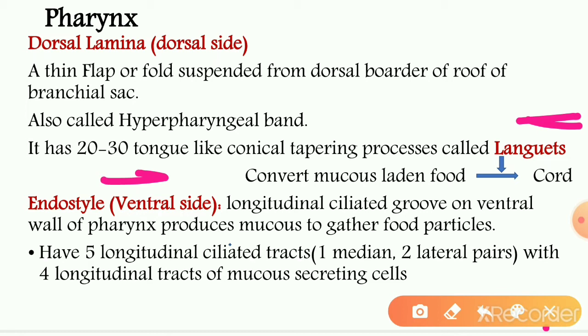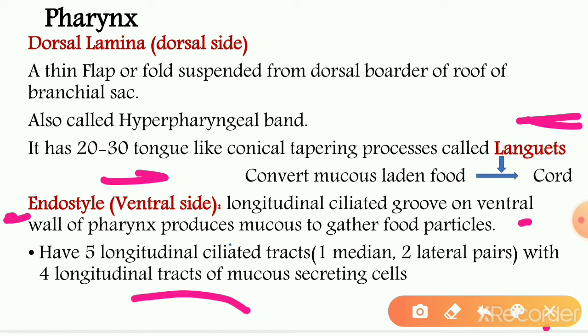Now next is endostyle. Endostyle, as I have told you, is present on the ventral side. This is a longitudinal ciliated groove on the ventral side of the pharynx that produces mucus to gather food particles. This endostyle has 5 longitudinal ciliated tracts with 4 longitudinal tracts of mucus-secreting cells.